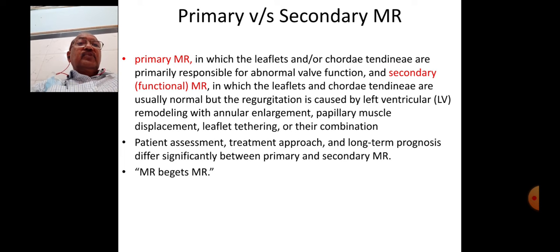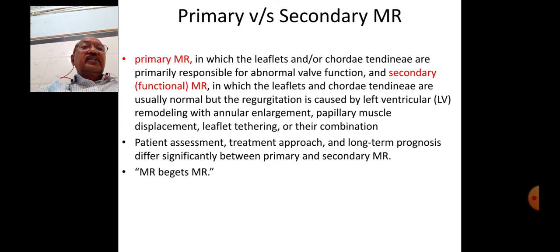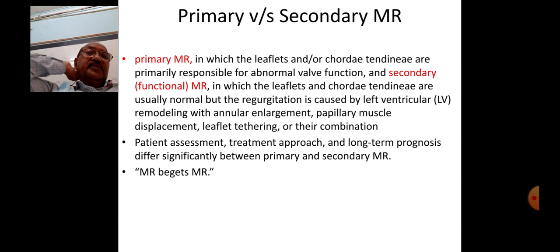Now, primary versus secondary MR. Primary MR is one in which the leaflets and chordae tendineae are primarily responsible for abnormal valve function, and secondary functional MR is one in which the leaflets and chordae tendineae are usually normal, but the regurgitation is caused by LV remodeling with annular enlargement, papillary muscle displacement, leaflet tethering, or their combinations.